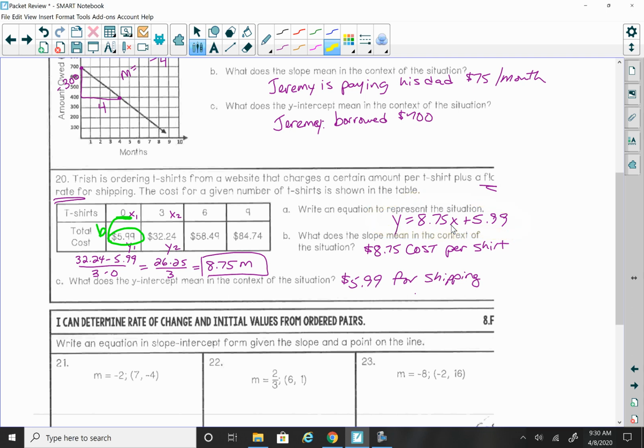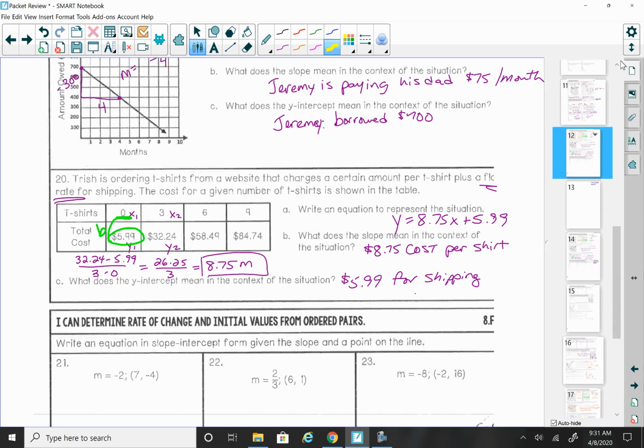What does the slope mean? Again, it's the change in y over the change in x. It's the cost per shirt. So each shirt must cost $8.75. What does the y-intercept mean? Again, where it's crossing the y-axis, that's our cost. That's a starting out cost. So that must be the upfront cost or initial charge for the shipping. So $5.99 for shipping. So that was a quick review of your homework from last night.